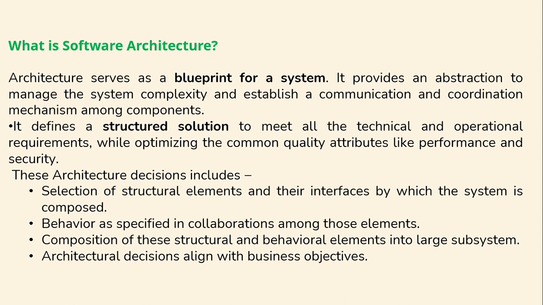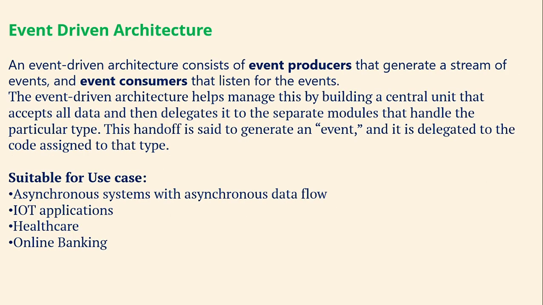Architecture serves as a blueprint for a system. It provides an abstraction to manage the system complexity and establish a communication and coordination mechanism among components. It defines a structured solution to meet all the technical and operational requirements while optimizing common quality attributes like performance and security. These architectural decisions include selection of structural elements and their interfaces by which the system is composed, behavior as specified in collaboration among those elements, composition of these structural and behavioral elements into larger subsystems, and architectural decisions aligning with the business objectives.